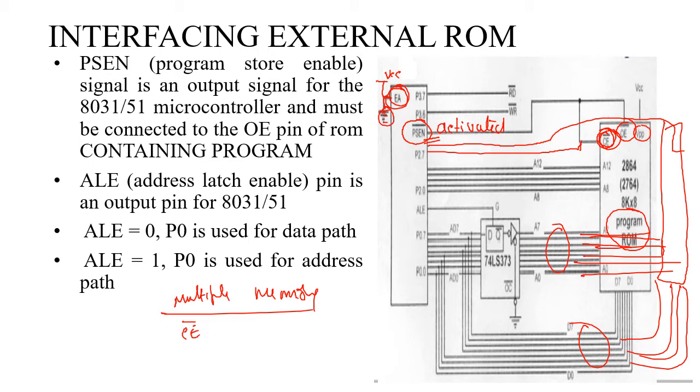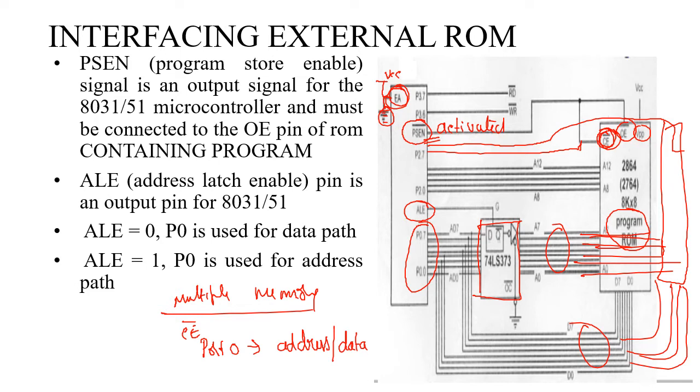And here the address latch enable pin is the pin that separates the address bus and the data bus coming at port 0. We know that port 0 is address and data multiplexed. It has address and data through the same lines. In that case, we have a latch here, the 74LS373.